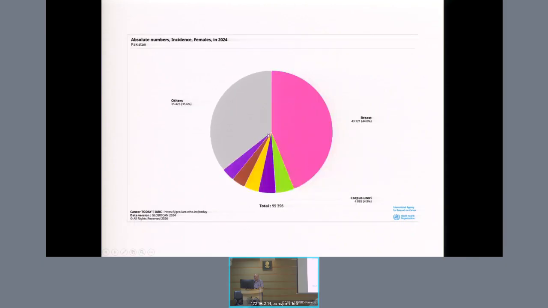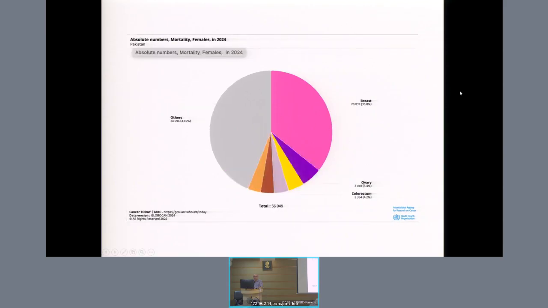Among women, you can see almost half of all cancers are breast cancer, 44%. Thereafter, cancer of the uterus. Mortality-wise, breast is at the top, followed by ovarian cancer and colorectal.